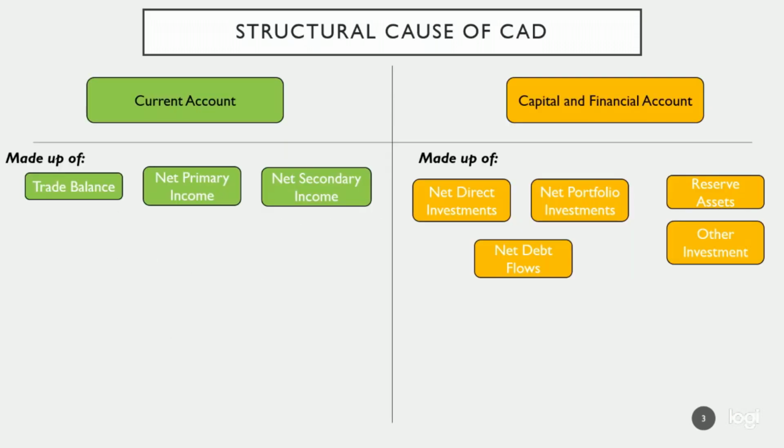So as a recap, this is the balance of payments, and it's made up of two major accounts, the current account, which is on the left, and the capital and financial account, which is known as the CAFA. And for capturing net foreign debts and net foreign equities, we're primarily looking at the right side of this balance of payments. And so the main types of transactions that we're looking at is going to be net direct investments, net portfolio investments, and net debt flows.